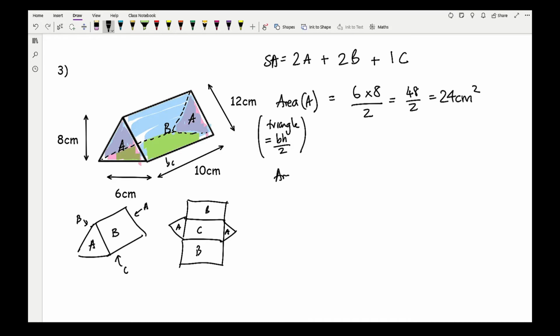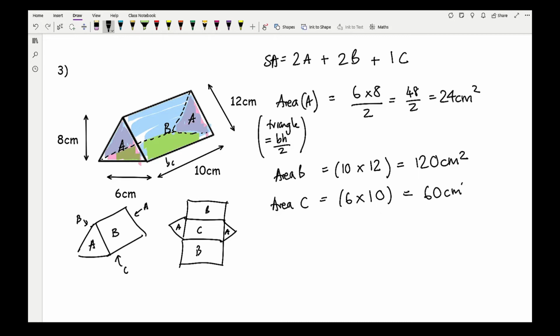Now in terms of the area of B, well that's a rectangle, and that's going to have dimensions of 10 times 12, which is going to give me 120 centimetre squared. And the area of C, which is also a rectangle, has got dimensions of 6 times 10, which is 60 centimetre squared. So now using this formula that I've written here, I'm going to use these numbers to work out what the total surface area is going to be.